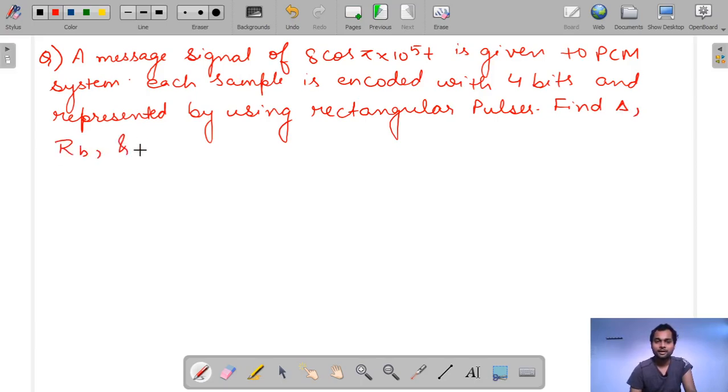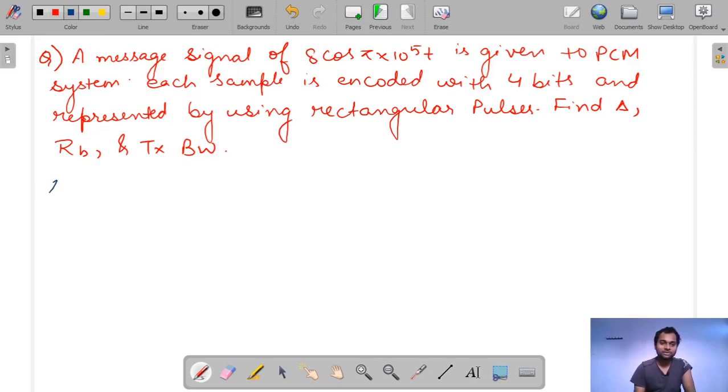RB and transmission bandwidth. So in this question, a message signal of 8 cos pi into 10 to the power 5t is given to the PCM system for transmission, and the sample is encoded with 4 bits, and represented by using rectangular pulse. So we have to find delta value, bit rate and transmission bandwidth.